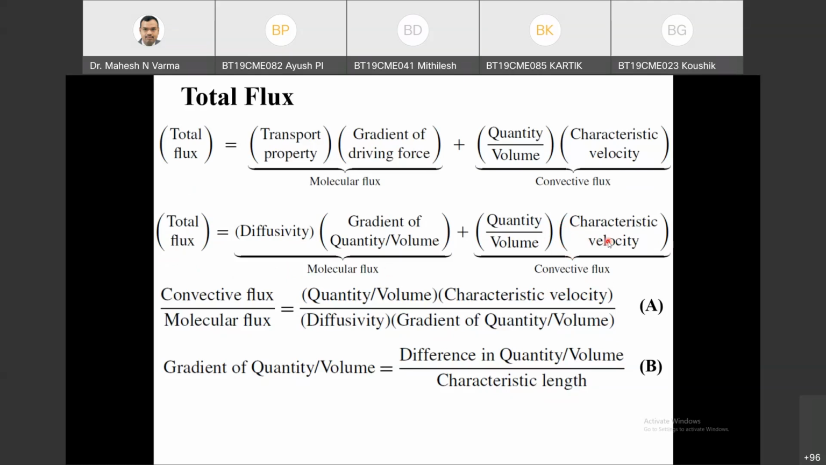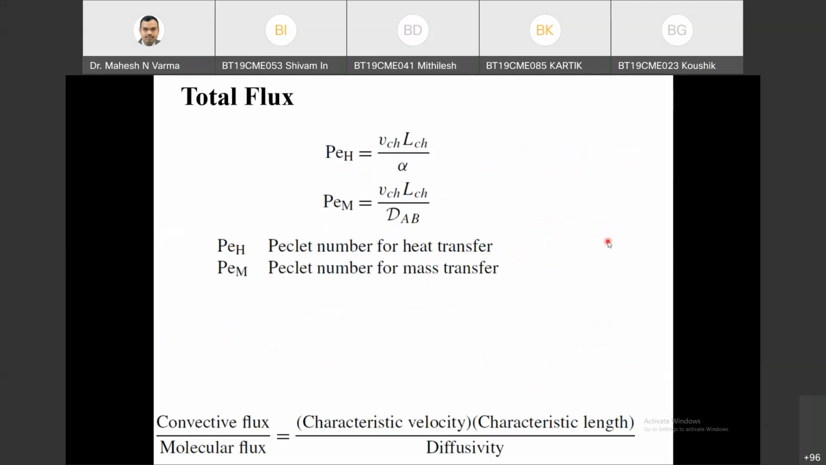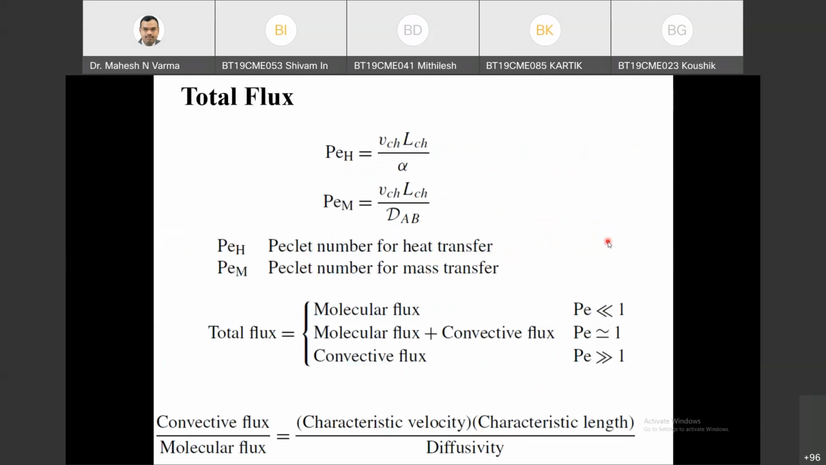Sir, like total flux, I'm getting the point: if the Peclet number is really, really small, then we are neglecting. But there will be an error in the calculation, right, if we neglect the convective flux or molecular flux? Then why are we making such assumptions?